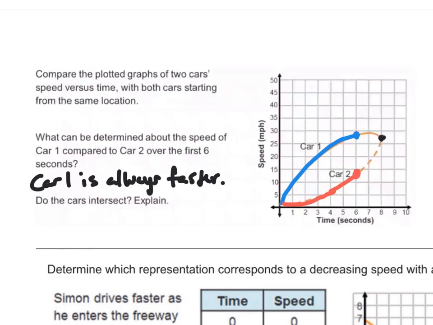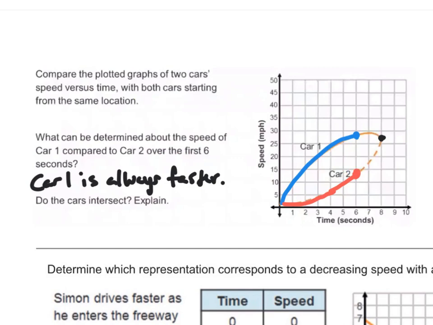Do the cars intersect is the question. A lot of you said yes, that they do intersect, and that's a fair assumption because the graphs intersect. But what you have to realize is that car 1 is traveling faster. We're talking about speed, not distance. If this was a distance graph and they intersected, then yes, they would be at the same distance at the same time. But this is a speed graph, and what we notice is that these y values are always larger than these y values on this graph.